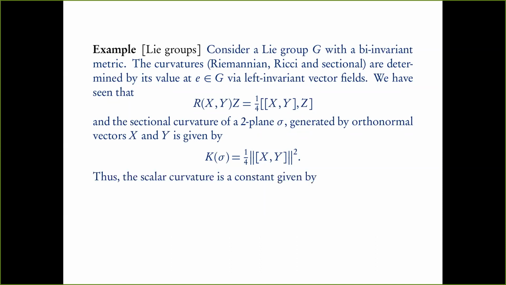So what about the scalar curvature? Well, the scalar curvature turns out to be a constant. Why is it a constant? Because you calculate the scalar curvature at the point E. What should it be? Well, it's 1 over n into n minus 1.